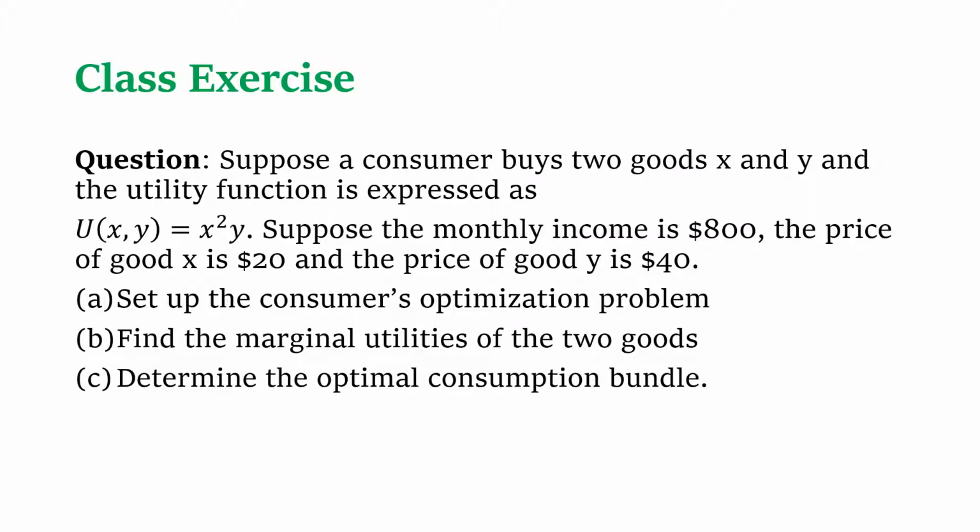Now, this is just like a class exercise, or maybe if you are at home and I need you to solve this one. Suppose the consumer buys 2 goods x and y, and the utility function is expressed as this. Now, I want you to set up this problem, find the marginal utilities to use, and then determine the optimal consumption bundle.